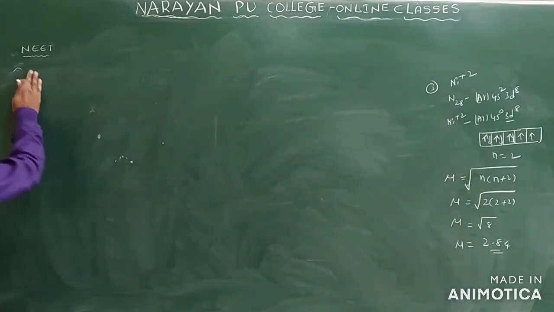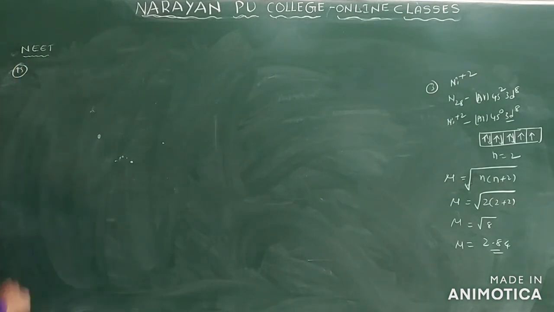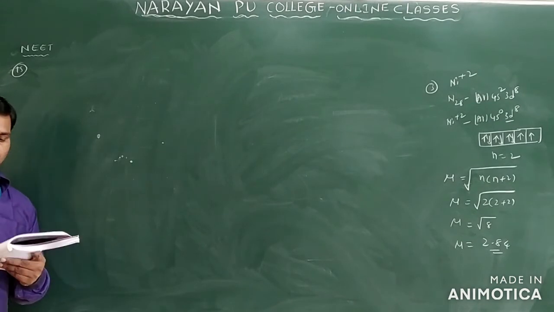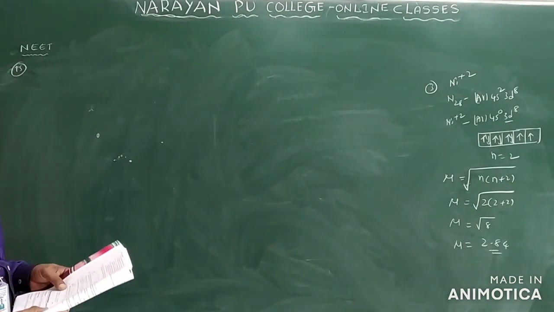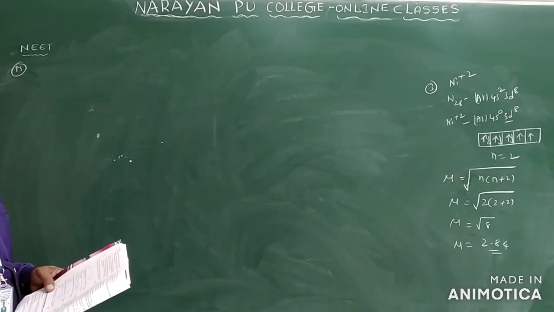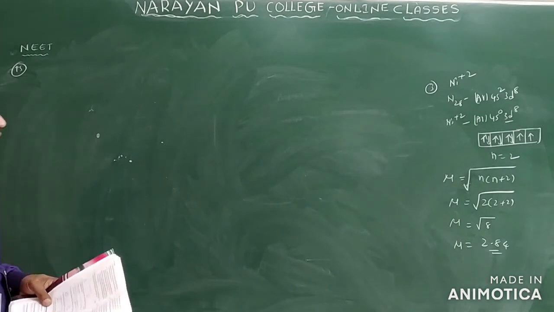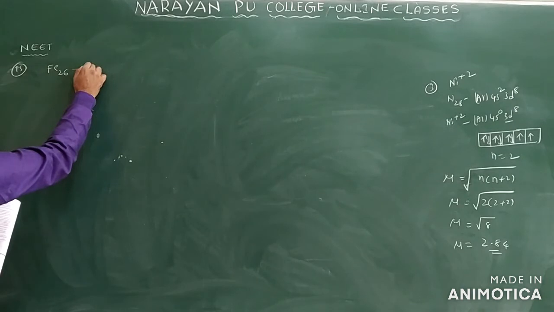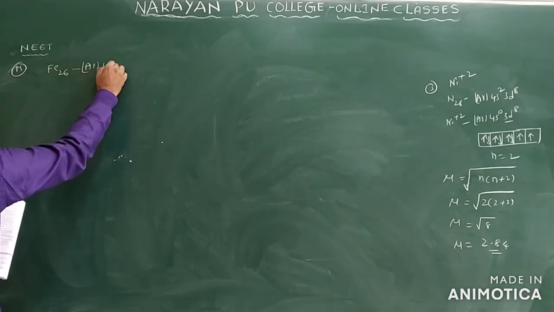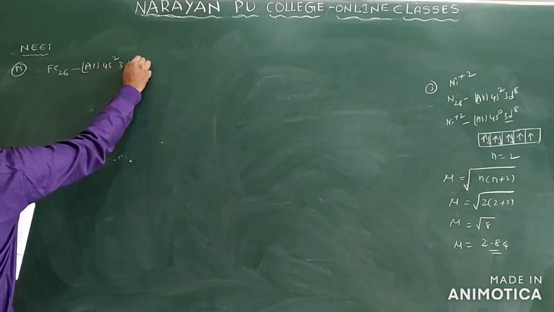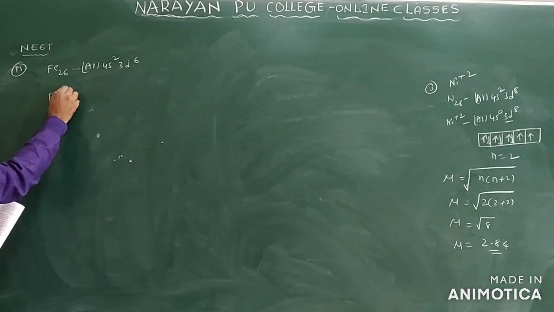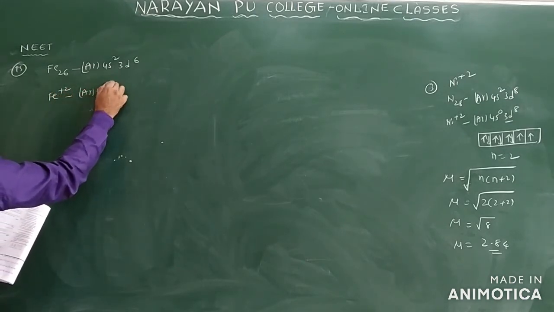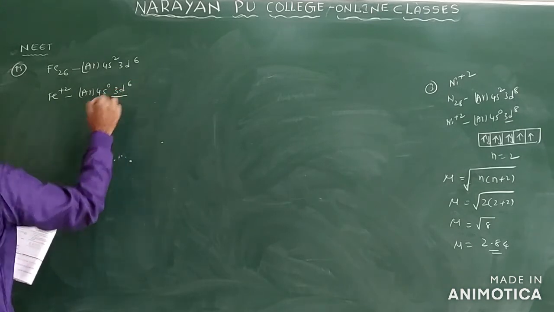Now come to question number 15 we have. The number of d electrons in Fe plus 2 is not equal to the number of electrons of each of the following. We have to find out the number of d electrons which are in the Fe plus 2 only. Iron we have 26 only. So you will write argon 4s2 3d6. Fe plus 2, suppose you are writing argon 4s0 3d6 only.